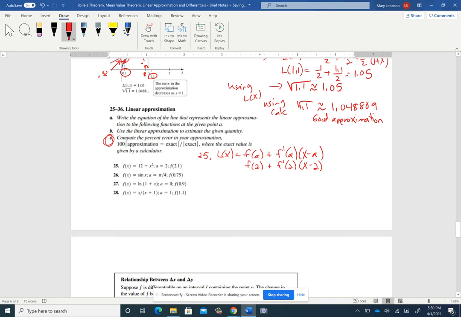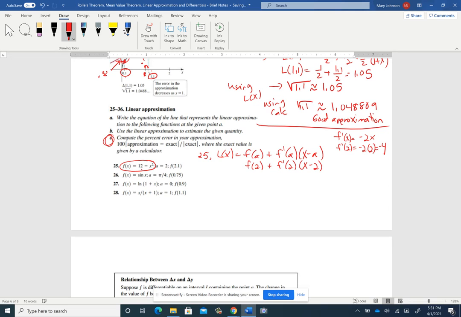We can get the derivative of the function in general. So let me do that. The derivative of 12 is 0. The derivative of negative x squared is negative 2x. And then the value of that at 2 would be negative 4.